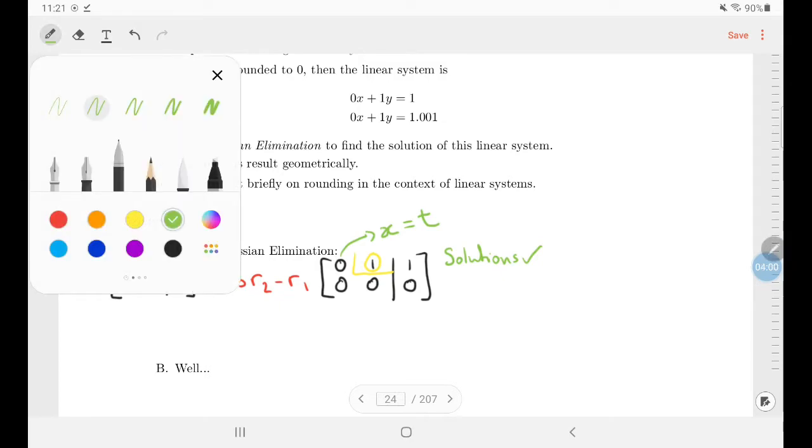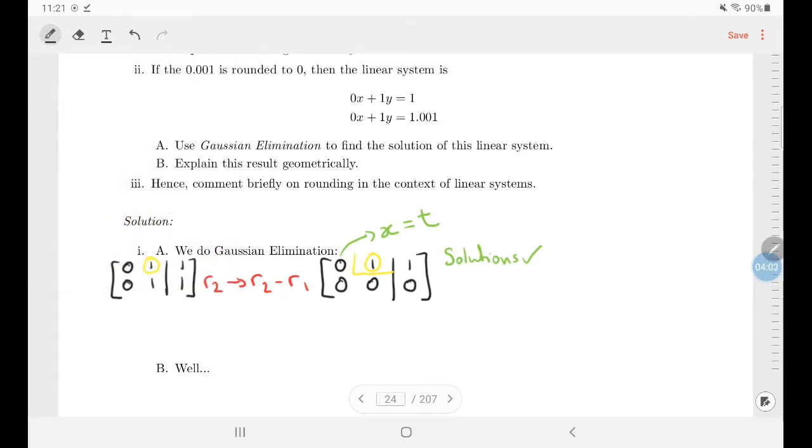Now we want to find y in terms of the parameter. So if I look at the first row, it actually just says y is equal to 1. Doesn't it? 0x plus 1y equal to 1, so y is equal to 1. So the solution is x, y equal to t, 1. Now t can be anything.